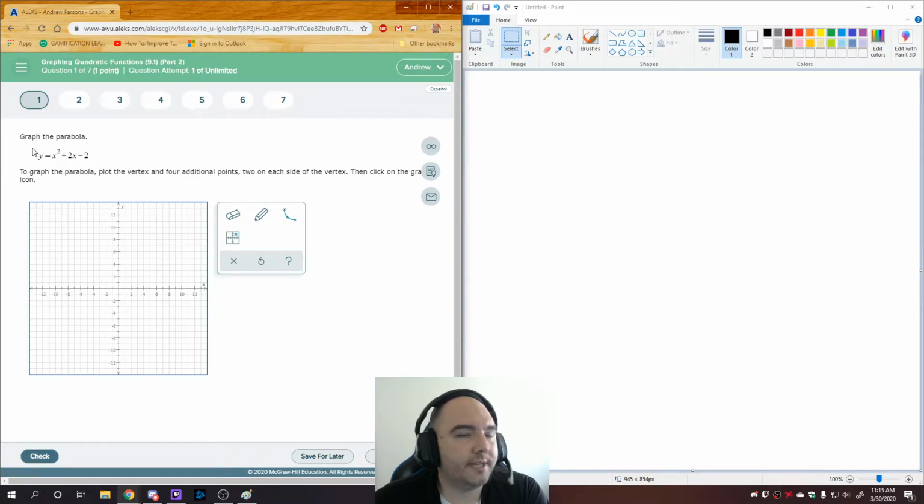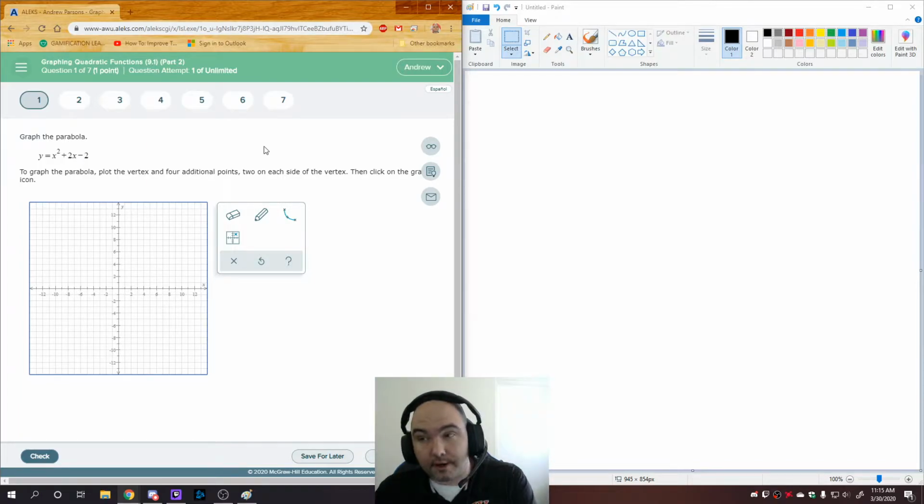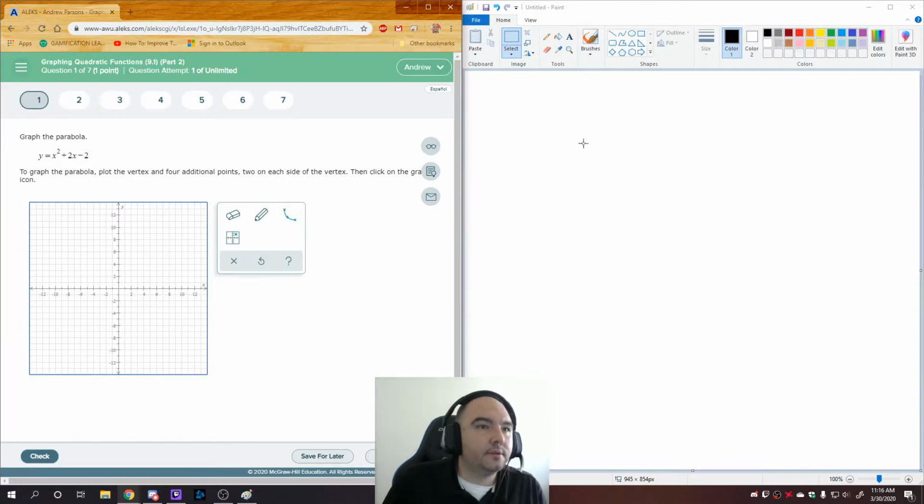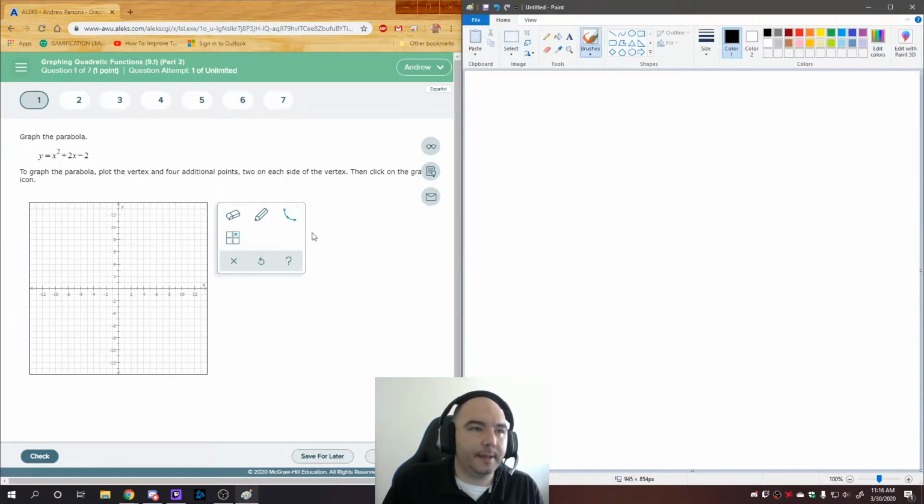So question 1 says graph the parabola. It says to plot the vertex and 4 additional points, 2 on each side. Now, if you're doing this with no calculators or help devices, you've got your work cut out for you. I'm going to be honest. So I'm going to show you the full steps on this problem. Step 1 is you need to identify the vertex.